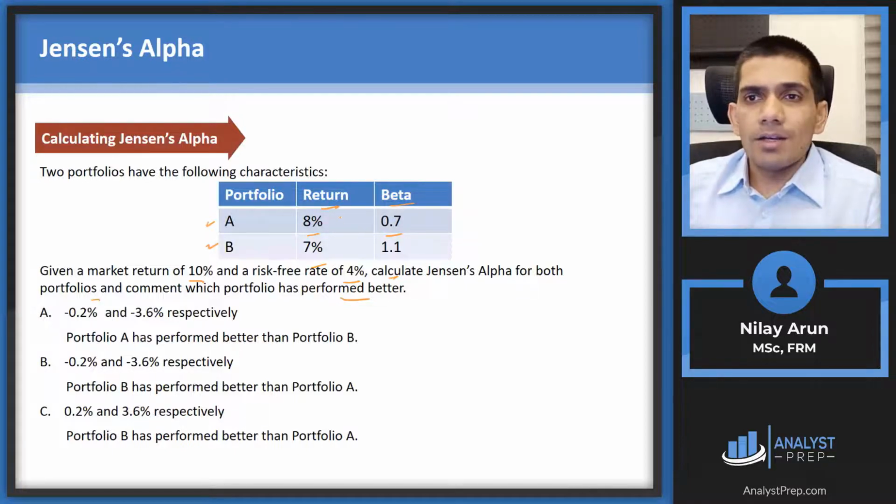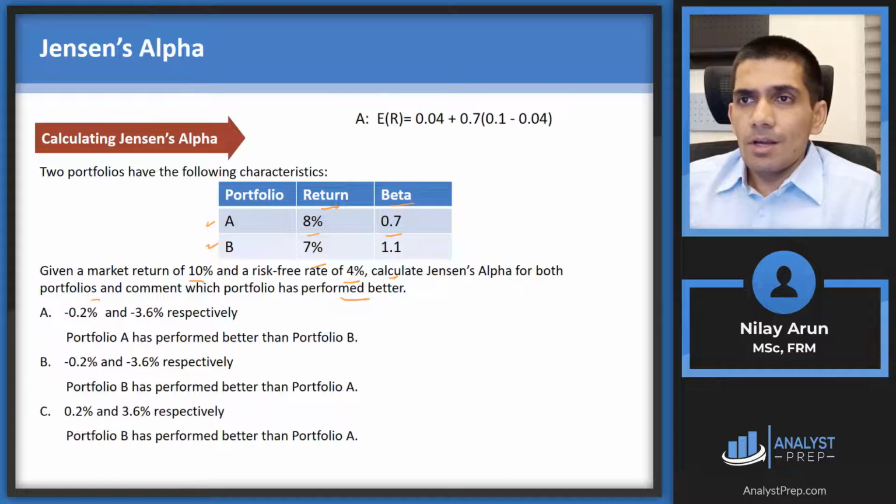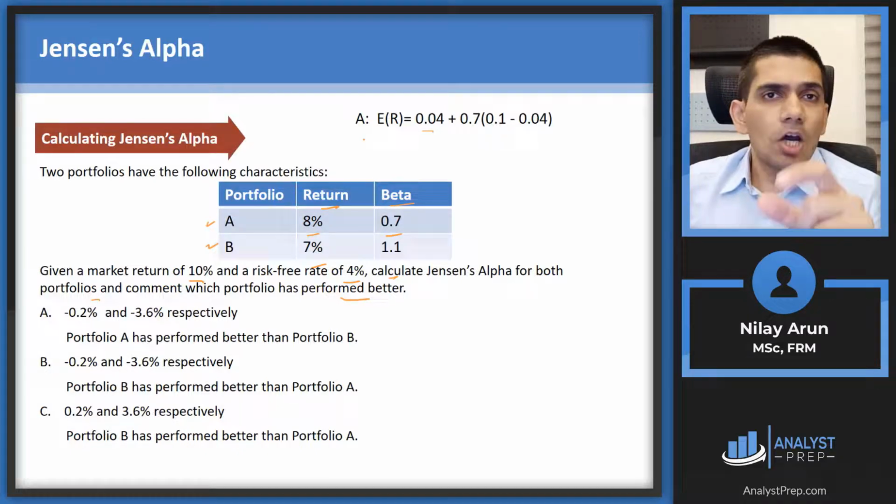Now, how do we calculate the CAPM value for portfolio A? For portfolio A, we know the beta is 0.7, risk-free rate is 4%, and the market return is 10%. That's all the information that we need to calculate the CAPM required return. So we start with the risk-free rate of 4%. Then we know the beta is 0.7, which means we add 0.7 times the market risk premium, which would be 10% minus the risk-free rate of 4%. So we do 4% plus 0.7 into 10% minus 4%. That is how we calculate the CAPM rate of return for portfolio A.